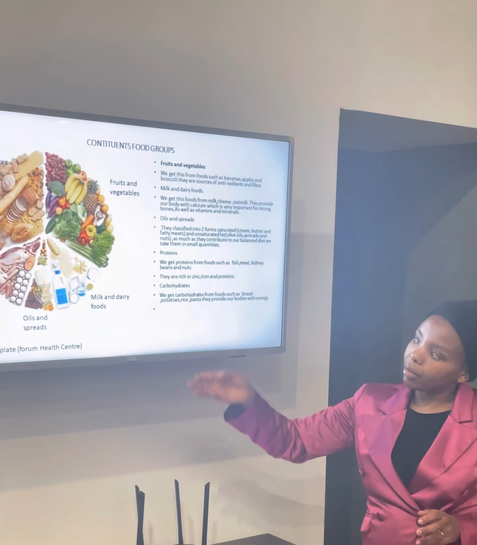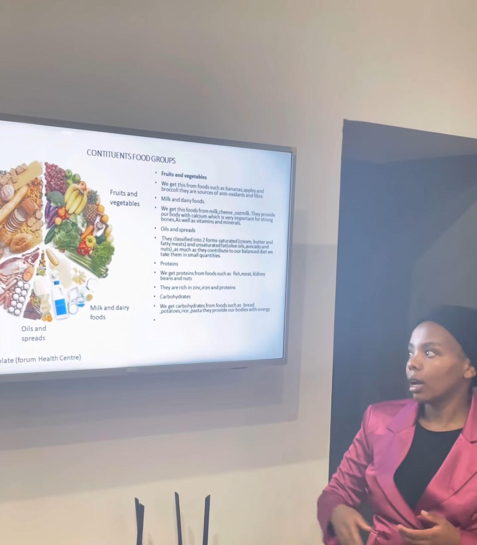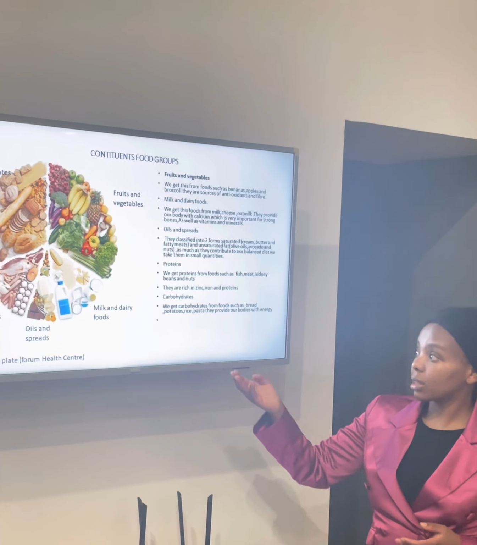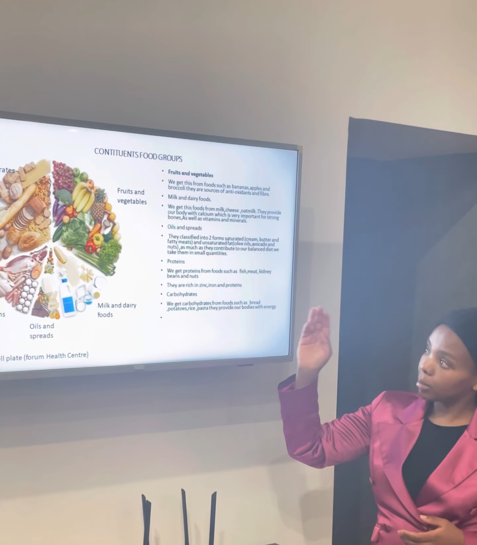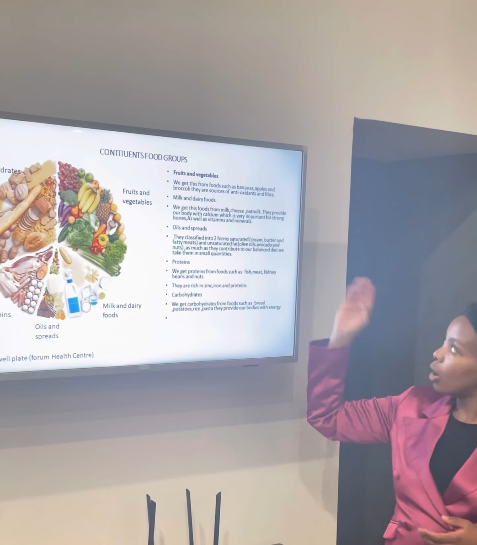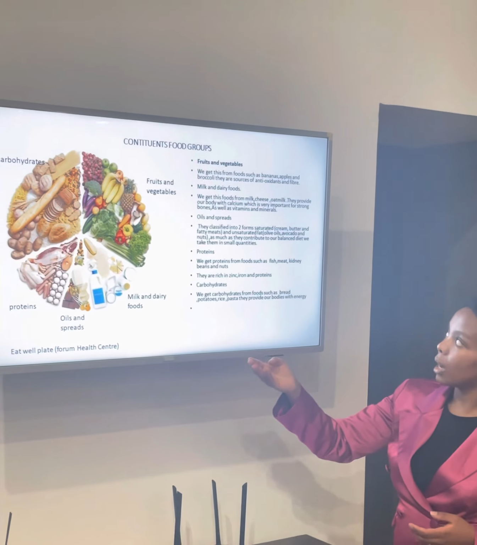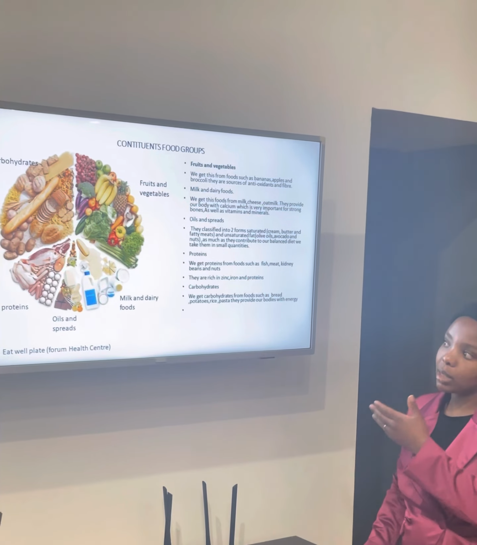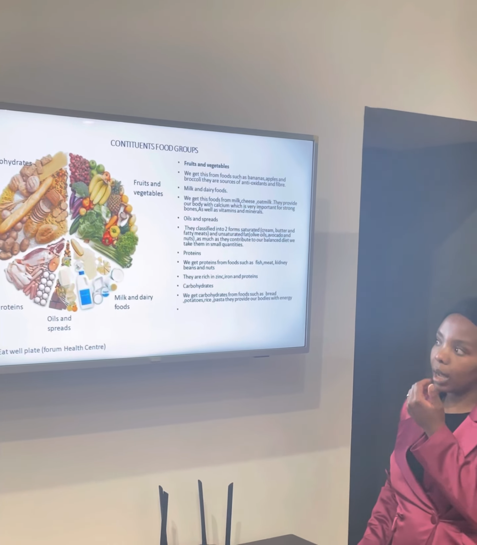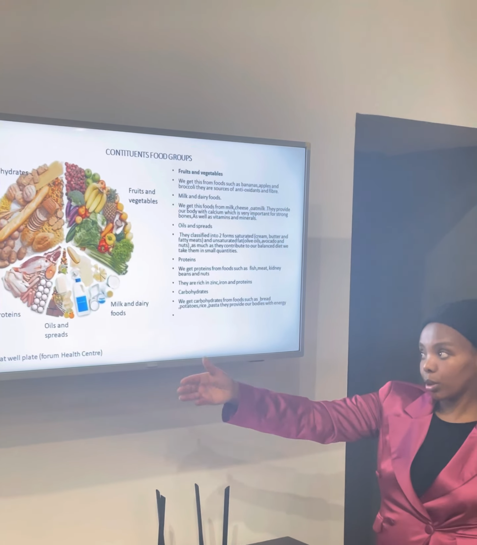And then we have milk and dairy foods. For example, we get them from milk, and from foods like cheese, and they provide us with calcium, which is very important for our strong bones and helps us grow as expected, and as well as they provide us with vitamins and minerals.